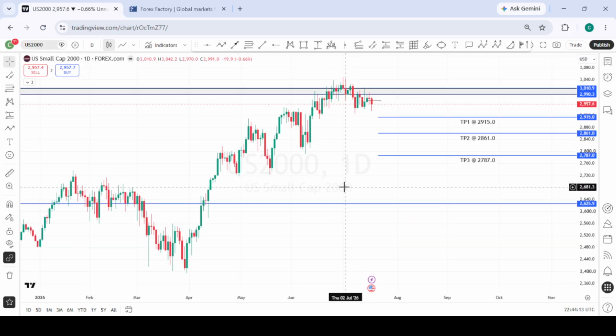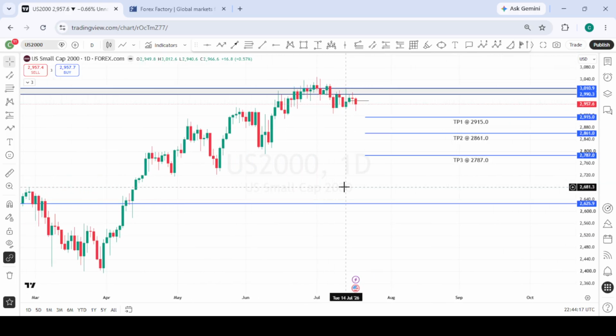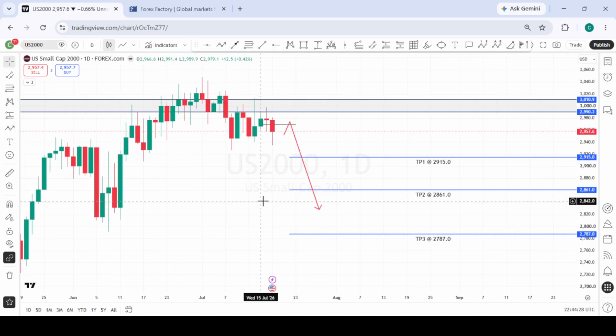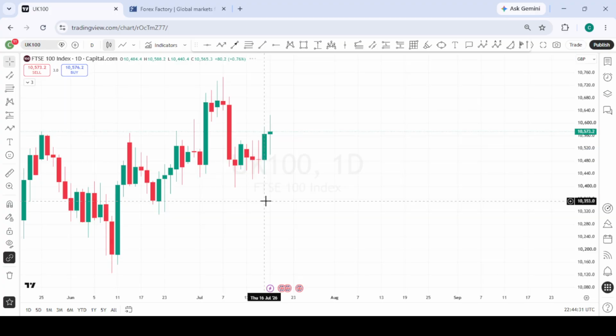This is US 2000 or the Russell 2000, and Russell 2000 is also very bearish now. So going into next week, all we are looking forward to is to see price pull back to this area of interest of this particular structural point. And we look for selling opportunities to the downside for US 2000.